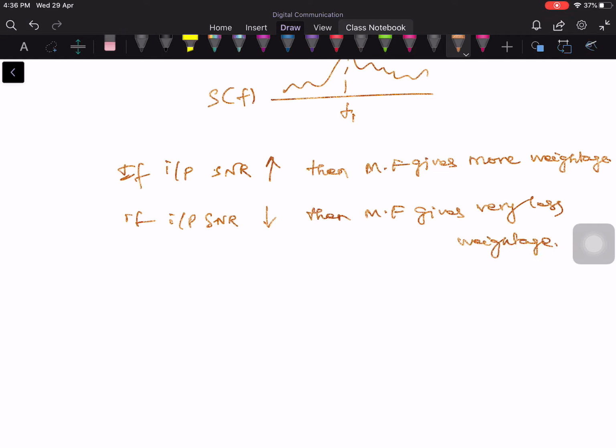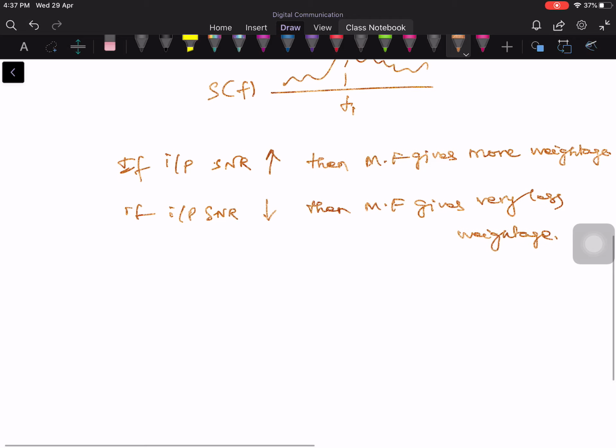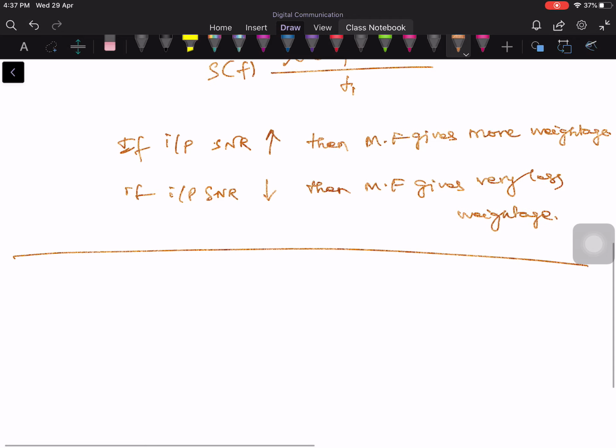That means whenever the signal is good, you are amplifying the signal. And if the signal is not good enough and the noise is more, you are suppressing the noise. And the reason why it is called a matched filter is because of the following. Now the next thing is, why is it called a matched filter?